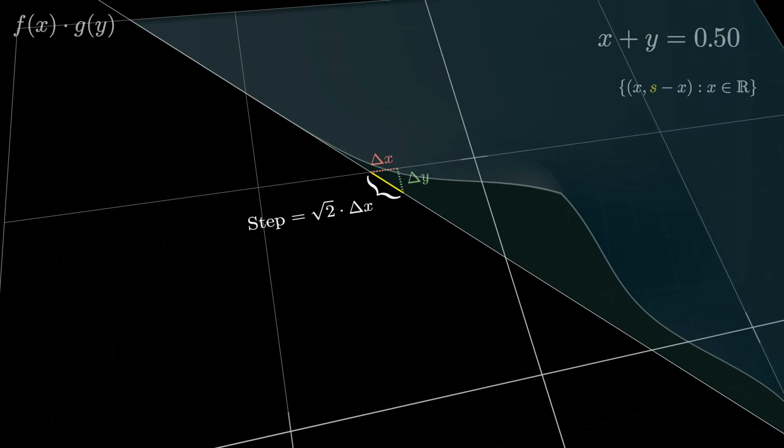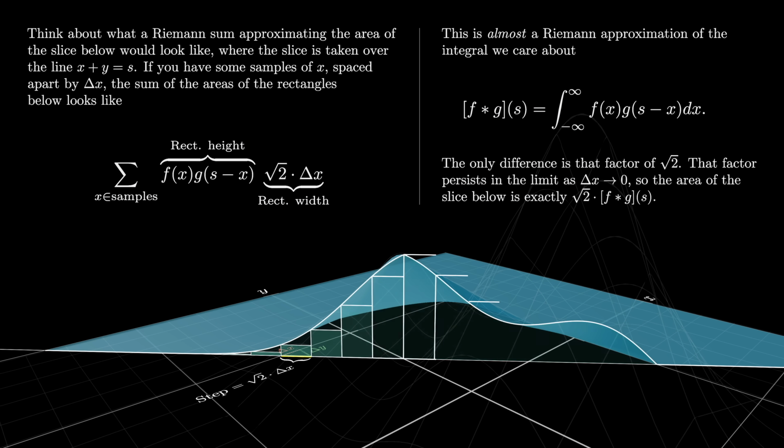I will leave a note up on the screen for the calculus enthusiasts among you who want to pause and ponder, but the upshot is very simply that the outputs of our convolution are technically not quite the areas of these diagonal slices. You have to divide those areas by a square root of 2.